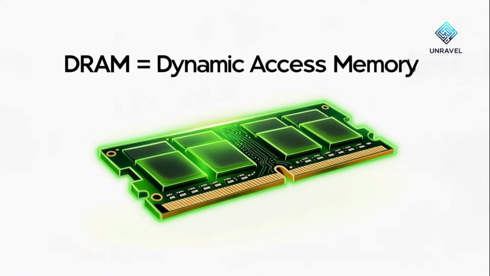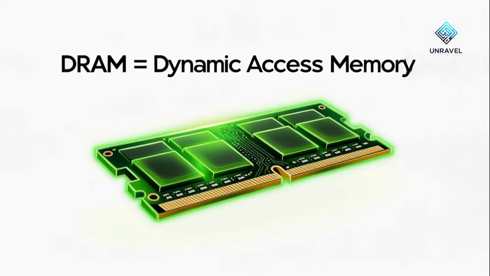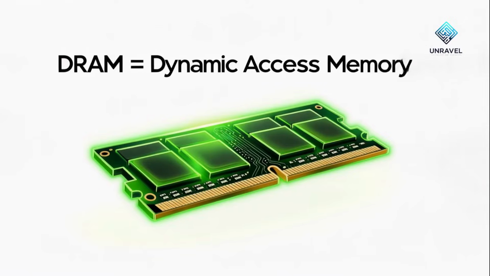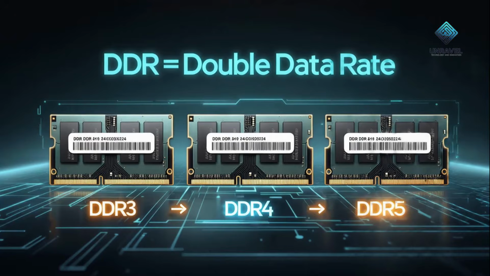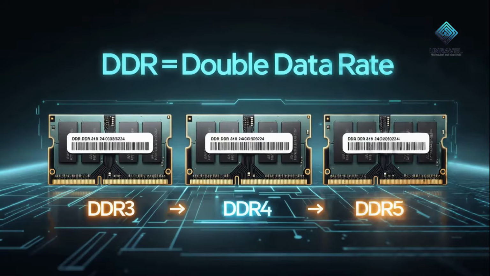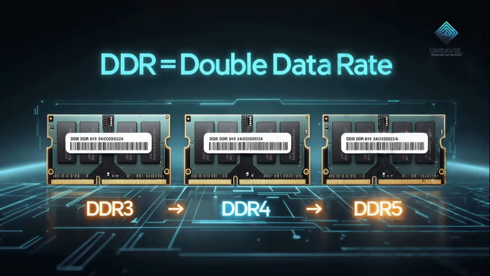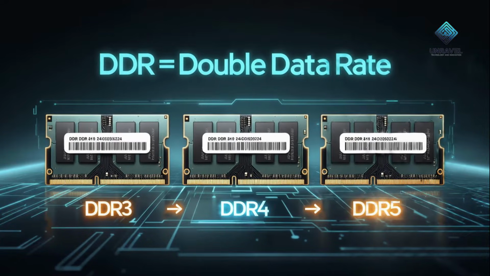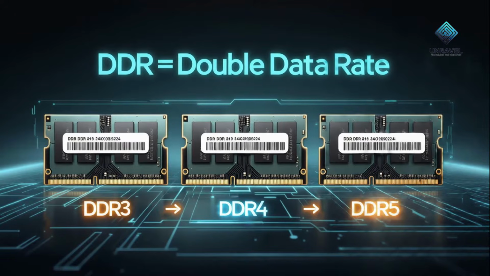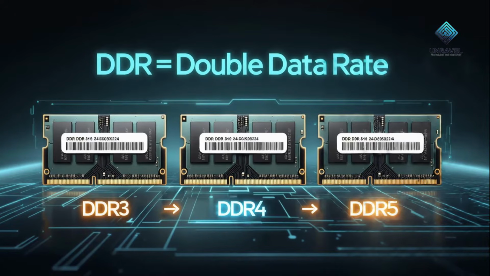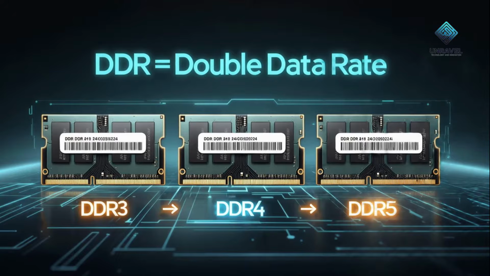The most common type is DRAM, Dynamic Random Access Memory. It's used in most computers today. Within that category, you've probably heard of DDR, which stands for Double Data Rate. Versions like DDR3, DDR4, and the latest DDR5 mark generations of improvements in speed and efficiency.